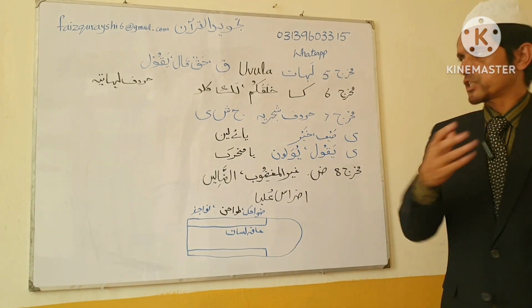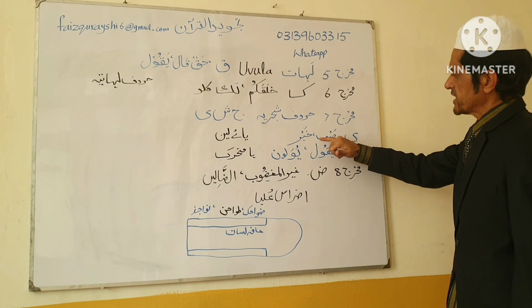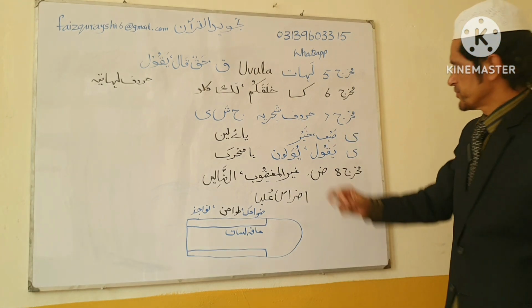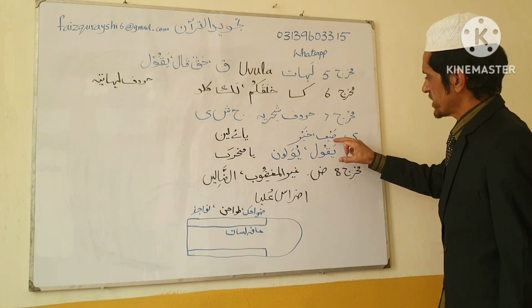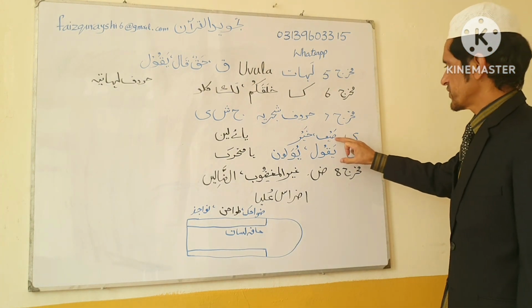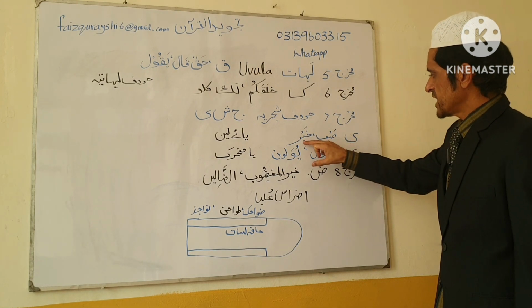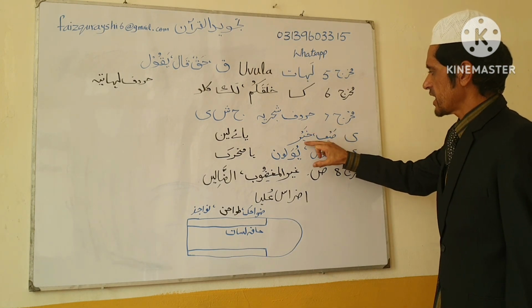So we articulate Jim, Sheen, but Ya is a little bit different, and that is called Ya'ilin. Ya'ilin is when Ya is sakin, and before it there is a Fatha, like Swaif. Now you see, Ya sakin with a Fatha before it: Swaif, Khayr.